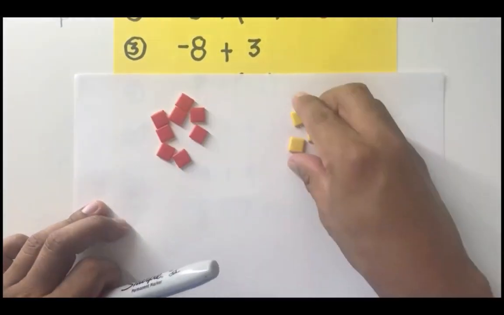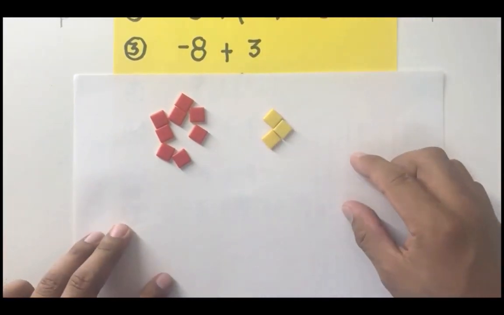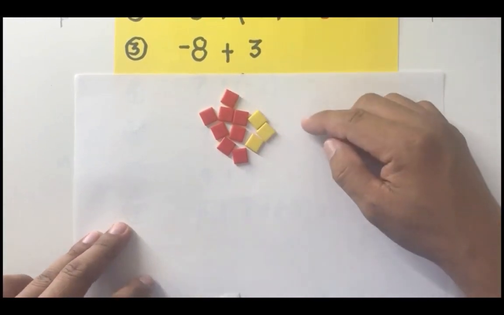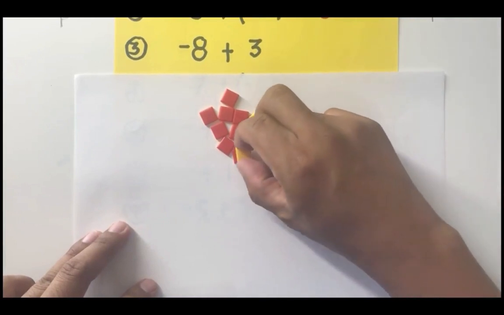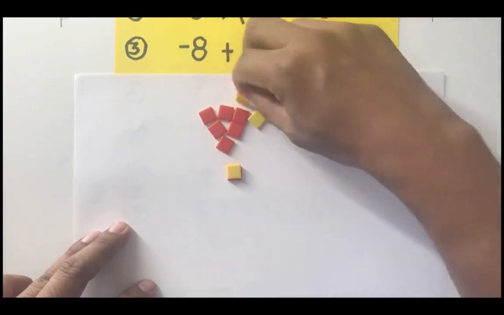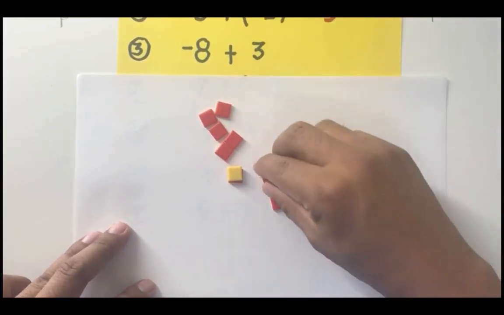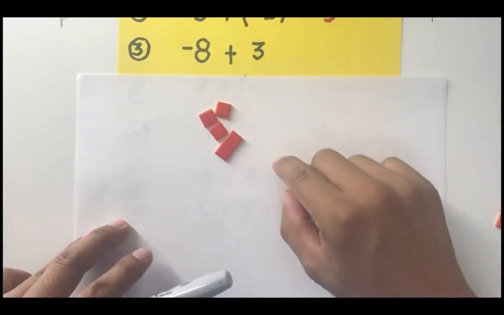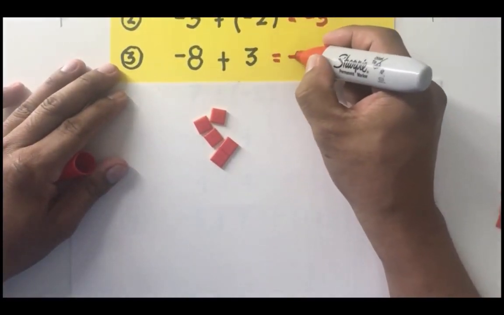So negative 8 plus positive 3. The plus sign says we are going to combine these two together. When you have red and yellow, we have a zero pair. So we need to remove all those zero pairs. So this is one pair. This is another pair. And this is another pair. So by removing all these zero pairs, we are left with 5 red. So we now therefore say that negative 8 plus 3 equals negative 5.